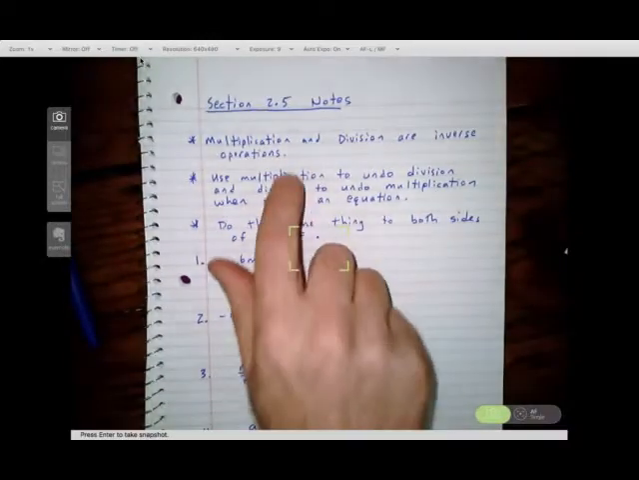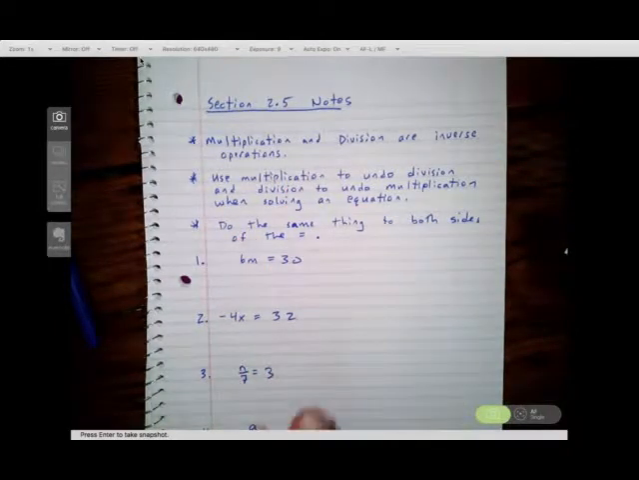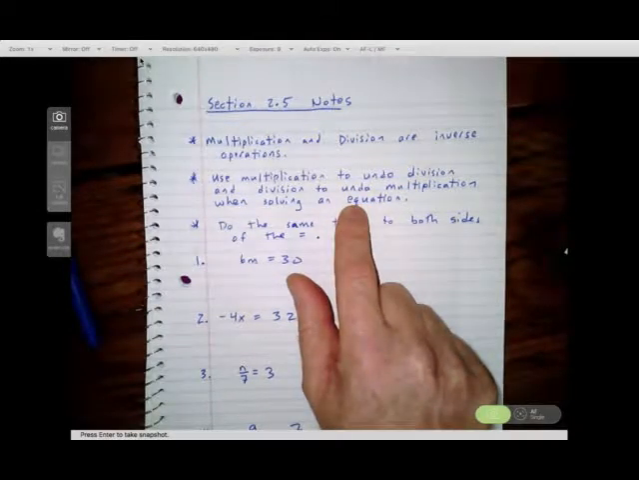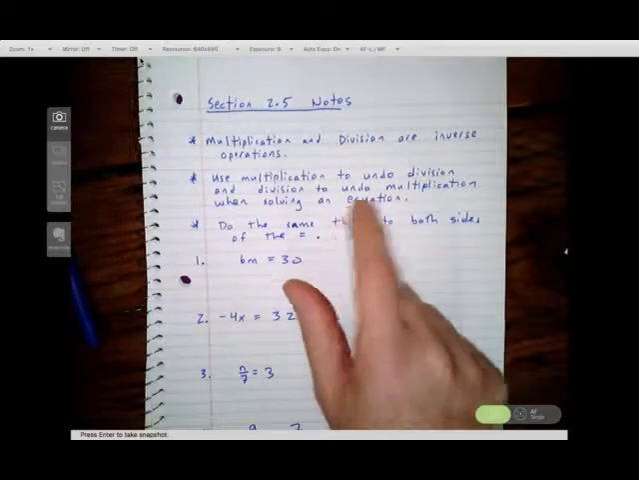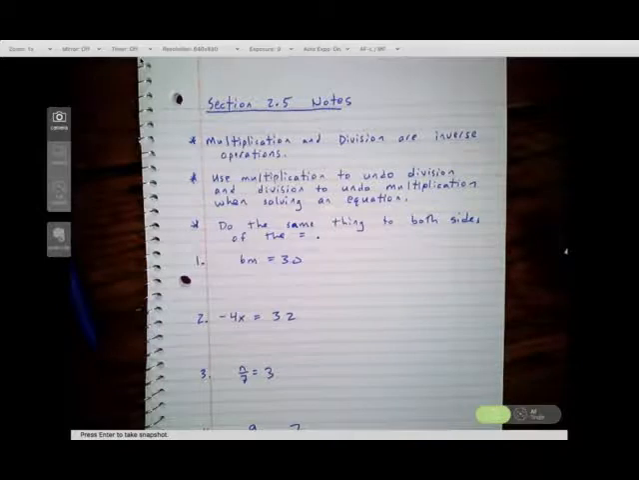Okay, so multiplication and division are inverse operations. That means they undo each other, just like addition and subtraction undo each other. So we're going to use multiplication to undo division and division to undo multiplication when we solve equations. And remember to keep everything balanced and do the same thing to both sides of the equal sign.